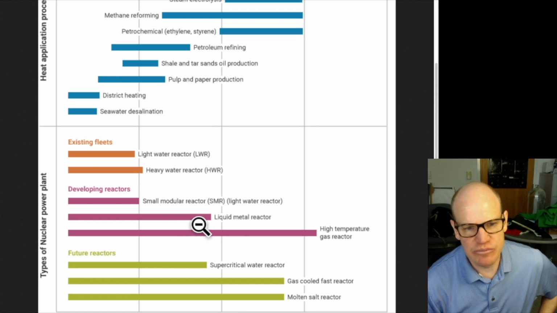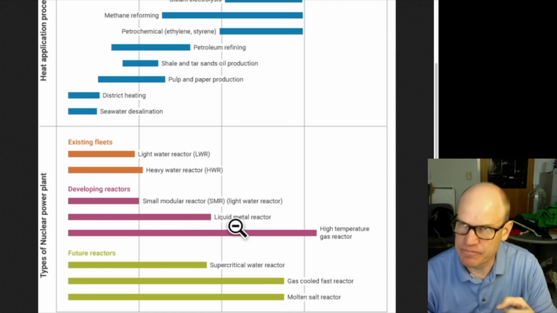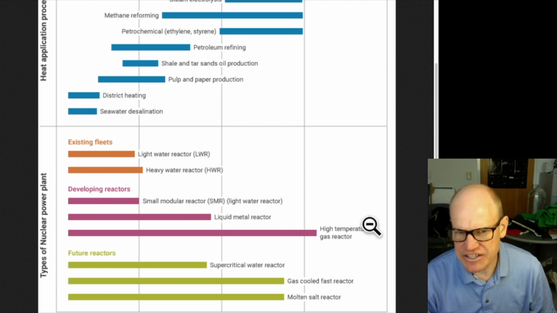And so if you have a liquid metal reactor, and these are ones that are developing, like that are currently right near commercial applicability. The high temperature gas reactor, I know that they're working on that at Idaho National Lab.